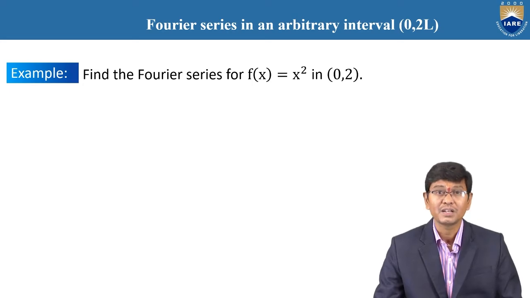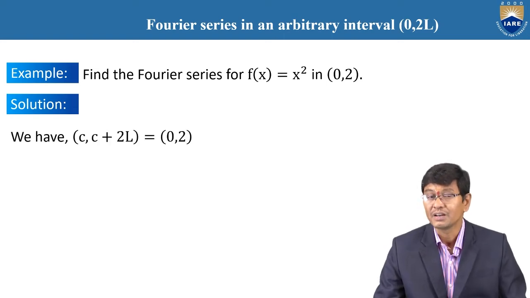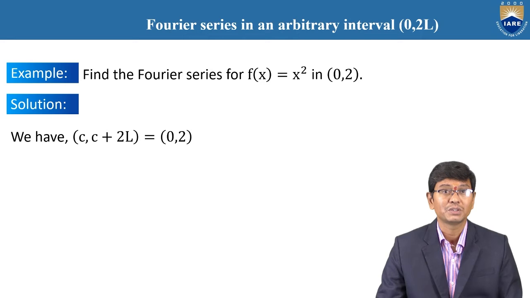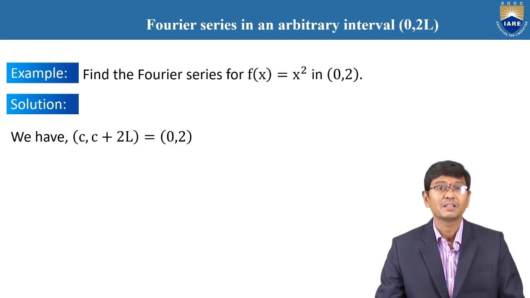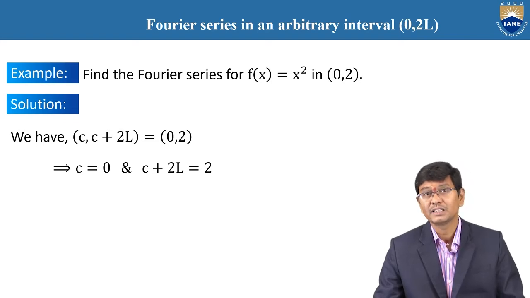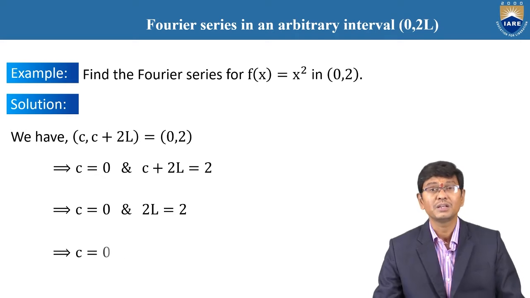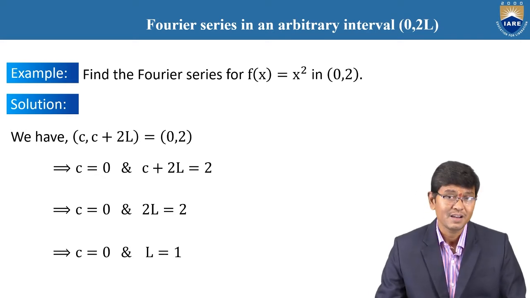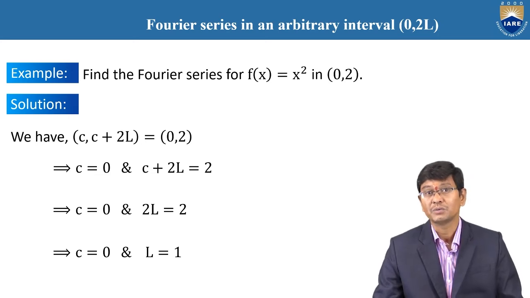Now we will discuss the limits comparison with c to c plus 2l. While observing c to c plus 2l, the limits given are 0 to 2. On comparison, c is equal to 0, and c plus 2l is equal to 2. Replacing c equal to 0, we get 2l equal to 2. Therefore, l is equal to 1. So the limits are clearly 0 to 2l, using the condition that l is equal to 1.